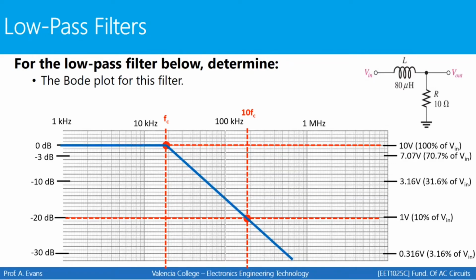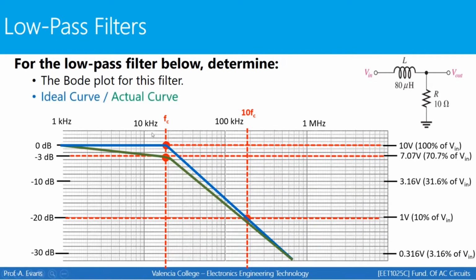There's my ideal. Need these two dots here just so that you can get a nice smooth line from FC to 10 times FC. There's my ideal curve. And then I'm going to draw my actual curve by adding another reference point at the negative 3 dB line and drawing a dot where it meets FC. And then there's your roll-off.